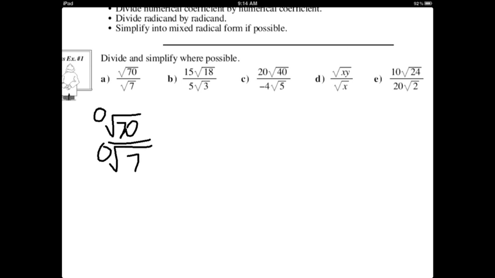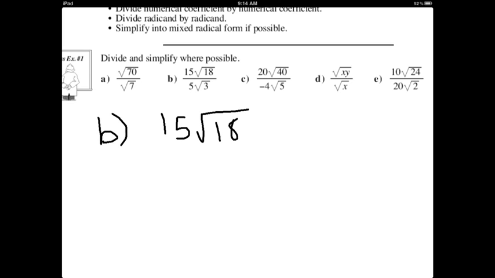So 70 divided by 7, just treat it like that. That's going to be root 10. From there, of course, always simplify if you can. For b, of course, we have 15 root 18 over 5 root 3. Check to make sure the indexes are the same for both numbers. They are. They're both going to be 2.